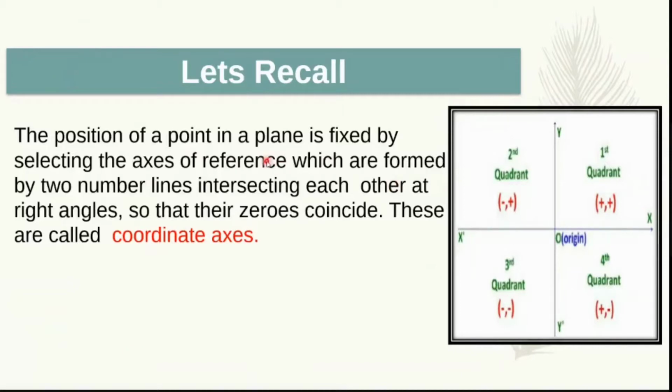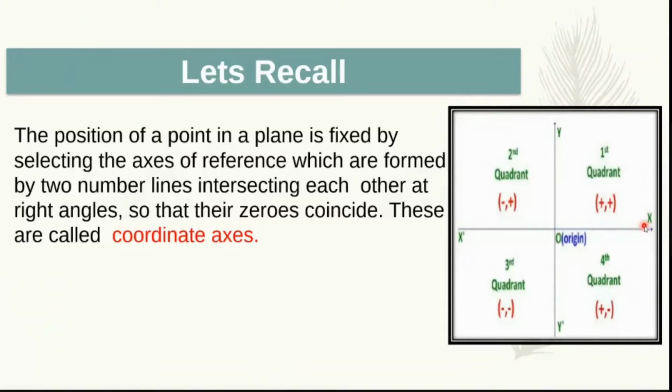So, the position of a point in a plane is fixed by selecting the axis of reference, which are formed by two number lines intersecting each other at right angles so that their zeros coincide. These are called the coordinate axis. So we have two lines, the x-axis and the y-axis, such that their zeros are coinciding. So these are two number lines.